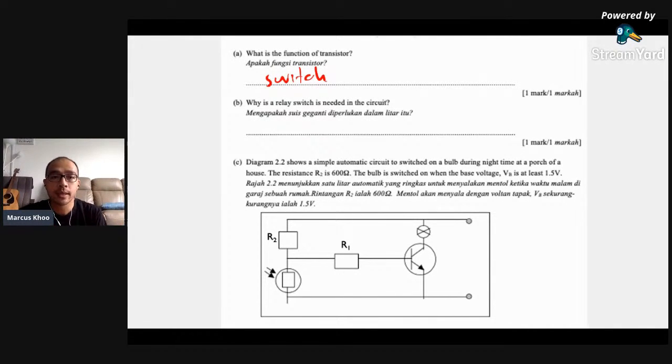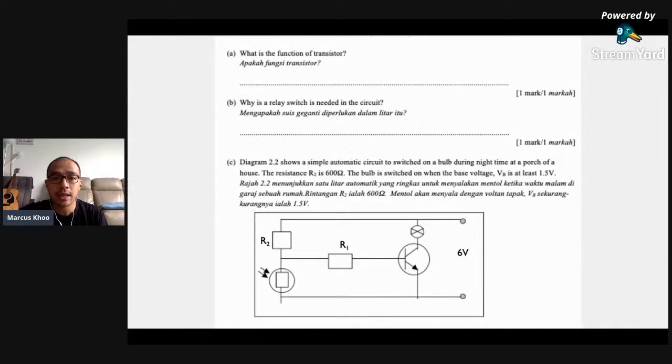Diagram 2.2 shows a simple automatic circuit that switches on a bulb during nighttime at the porch of a house. The resistance R2 is 600 ohms. So over here is 600 ohms. Am I getting this right? Correct. Now the bulb is switched on when the base voltage VB is at least 1.5 V.